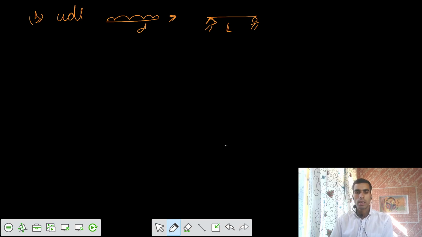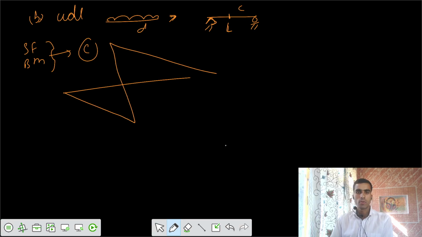Now to take the shear force and bending moment at any section C, let's have the section C somewhere. I would say this is the ILD for shear force at C. So this is negative, positive. I would write this is x by L, this is L minus x by L.